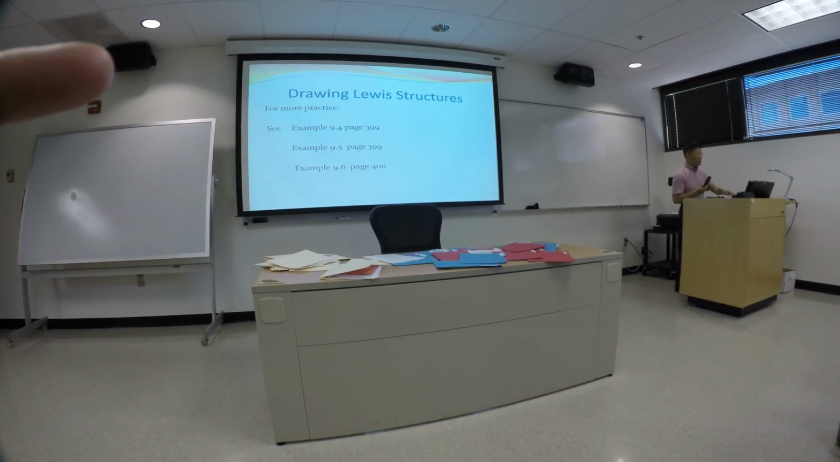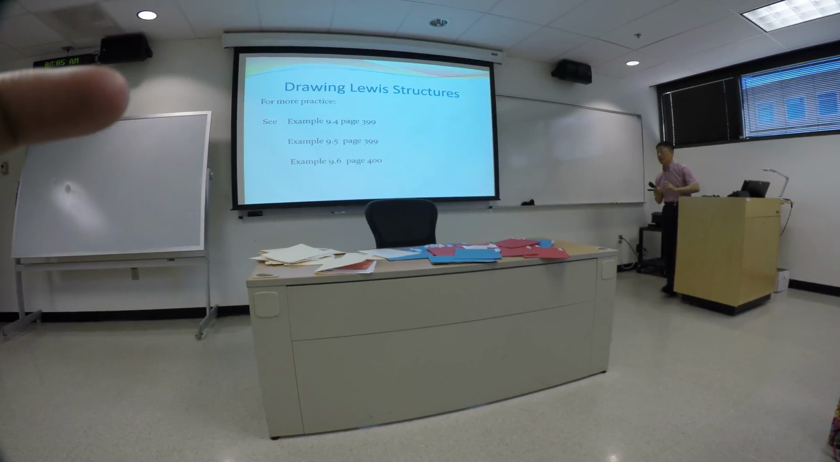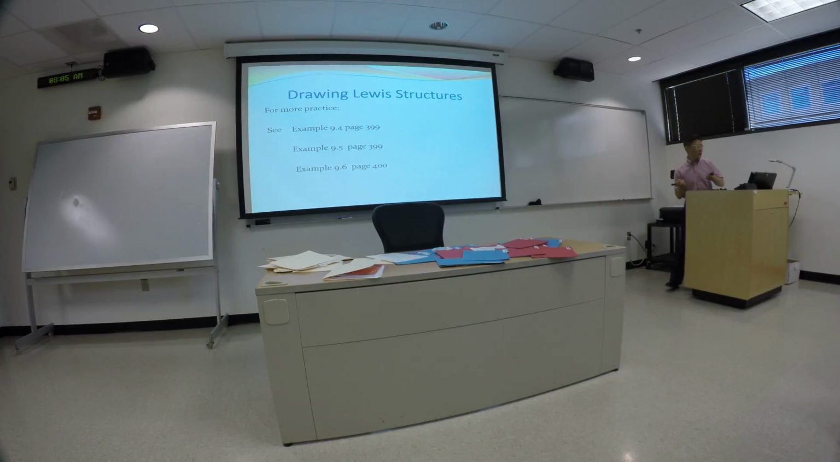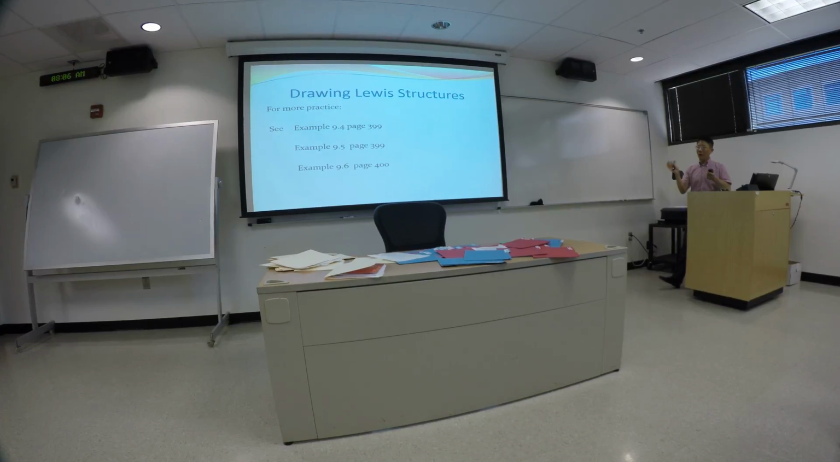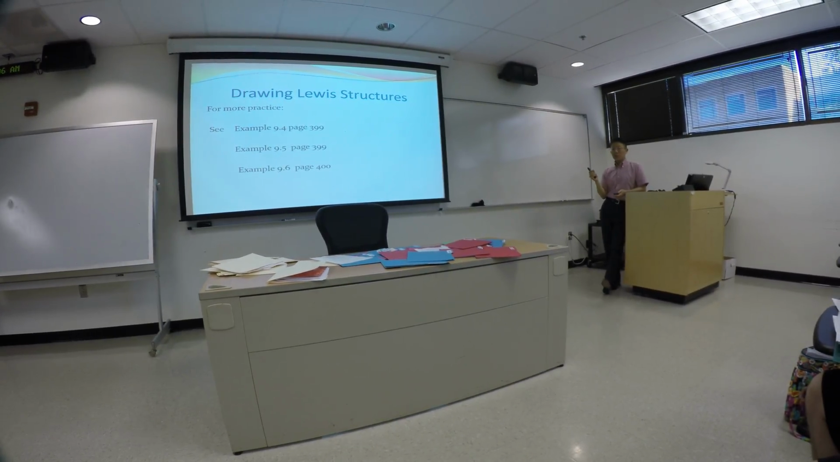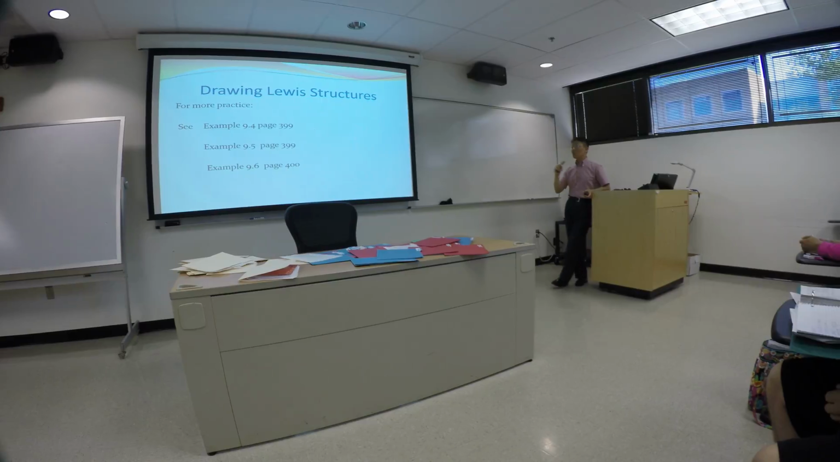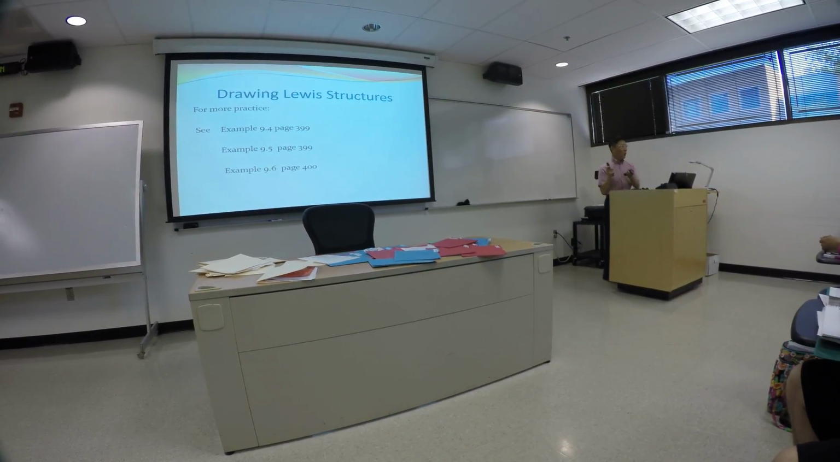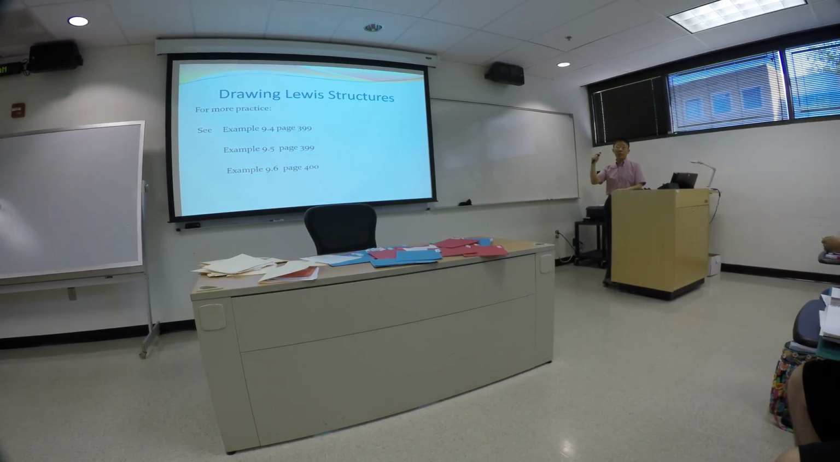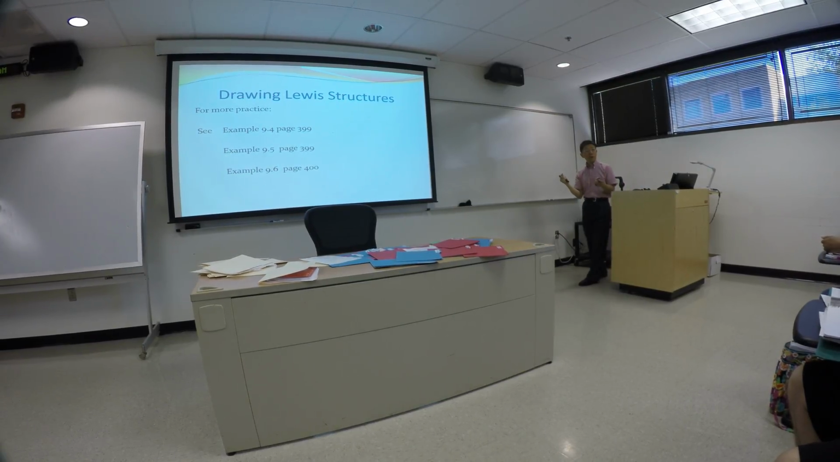Okay, for more practice drawing Lewis structures, see the textbook, page 399 in chapter 9. There are 2 examples there. Also, for some molecules there is more than one possible way to draw a Lewis structure. One of the situations that we showed you in class on Thursday is C2H6O, where you end up with 2 different structures. We call them isomers, constitutional isomers, or structural isomers. Carbon and oxygen and carbon are connected in different ways.